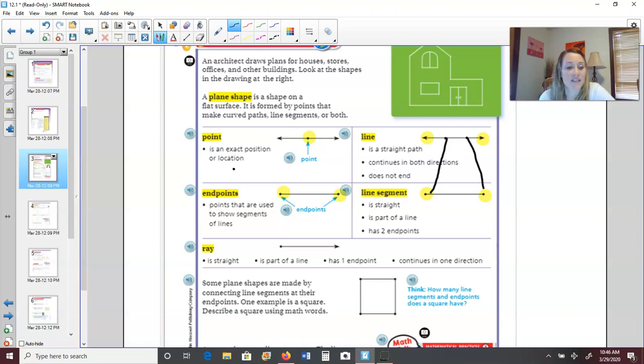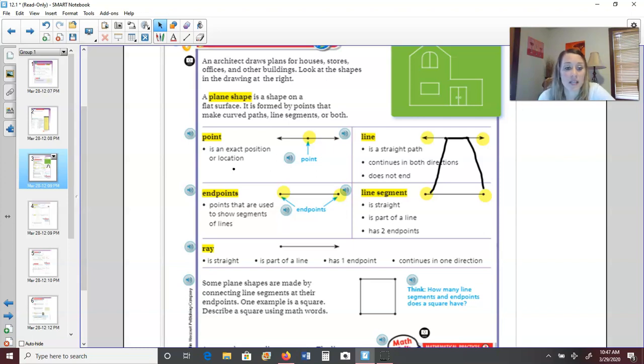This would create the segment in between these 2 endpoints. So what we need to understand is that a line continues on in both directions forever and ever. A line segment does not. It has endpoints that stop. And so a line segment is only as big as you show it within those 2 endpoints.